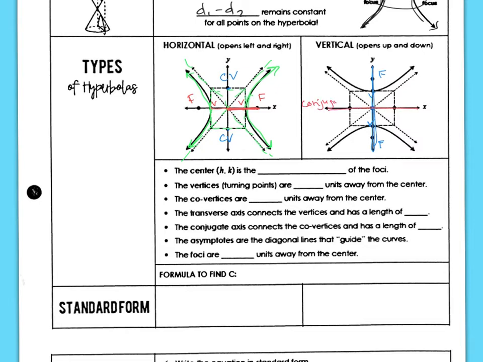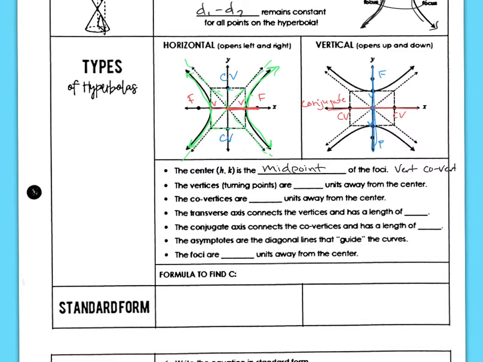Conjugate, and we'll go over this in a second. And the conjugate axis just has the co-vertex and the other co-vertex on it. And of course, it also goes through the center. So the center is actually, just like it's always been, the midpoint of the foci. It's also the midpoint of the vertices and the co-vertices. So that's exactly the same.